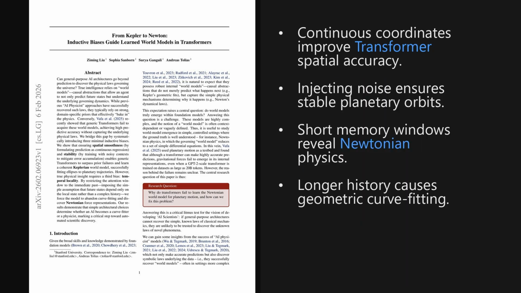I'm Alex. Today we're looking at a paper trending on X, published on February 6, 2026, just 1 week ago. It reveals that while generic transformers often fail to grasp physical laws, acting merely as curve fitters, introducing specific inductive biases allows them to actually discover Newtonian physics. The paper is titled, From Kepler to Newton, Inductive Biases Guide Learned World Models in Transformers. And as we'll see later, the results for automated scientific discovery are really impressive.